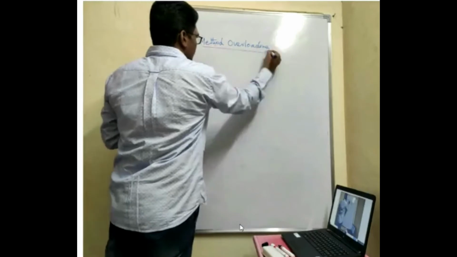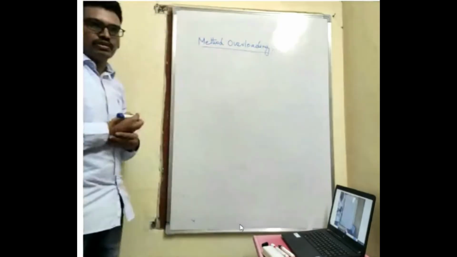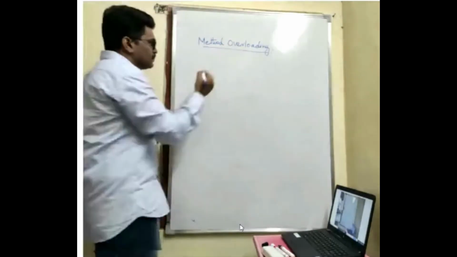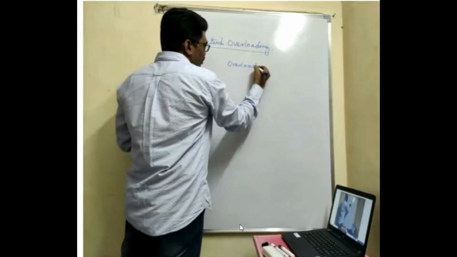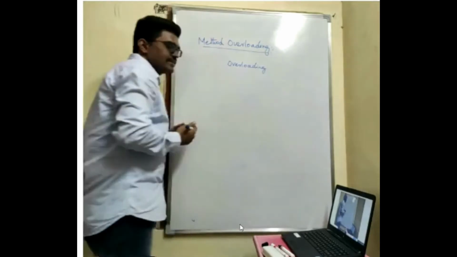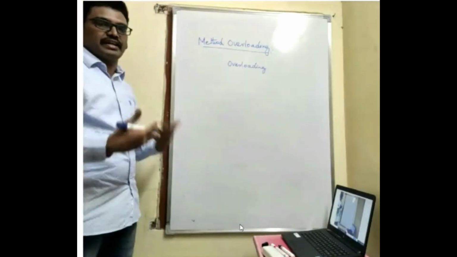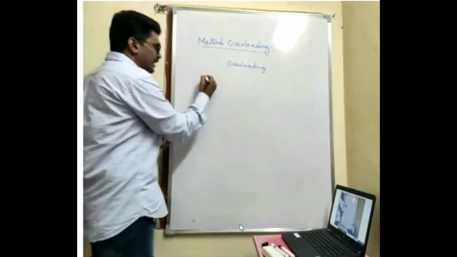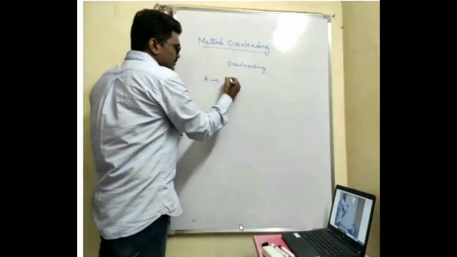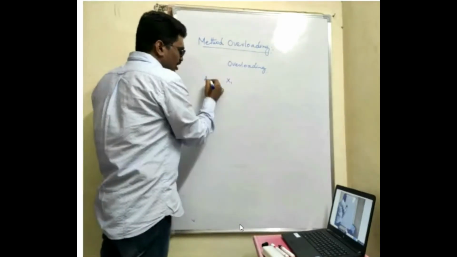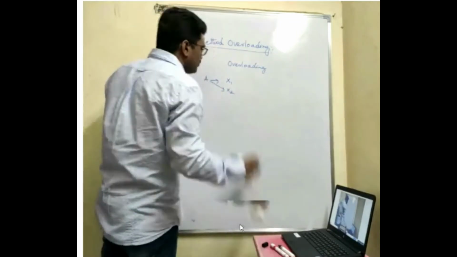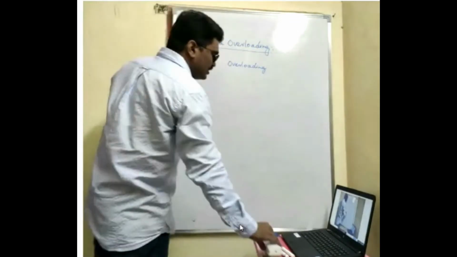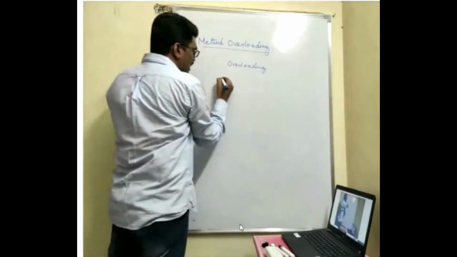Method overloading. What does method overloading mean? Normal overloading means giving some extra work, something extra. For example, some A is going to do some X1 job. Now you are giving A some X2 job also. You are overloading A.